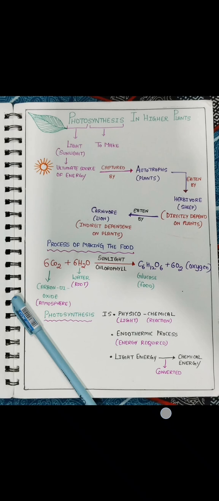And the last part of the definition is where the light energy of the sun is getting converted into chemical energy. So this is the basic definition of photosynthesis. Photosynthesis is a physiochemical endothermic process where light energy is converted into chemical energy.